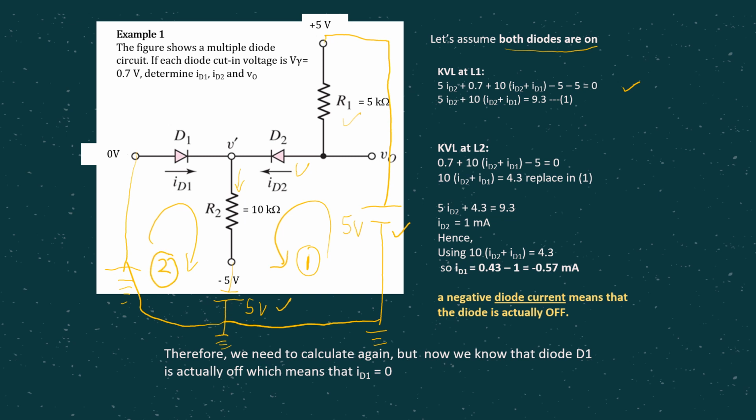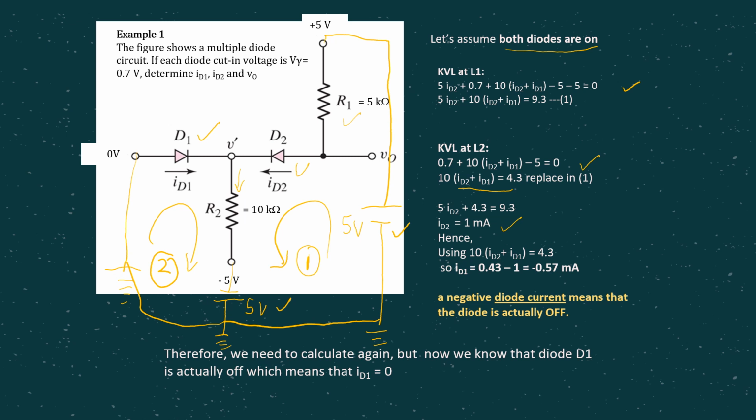You do KVL at the second loop, and from here you can see 0.7, which is V gamma across D1, plus 10 times ID2 plus ID1, remember the summation of the current at this path, minus 5 equals 0, KVL at loop 2. So that's why you're getting this equation. Then since you are having two equations together, you can equate them together. Replace this term in the first equation just now. So in the end, you can solve for it, then find ID2. In this case, it is 1 milliampere.